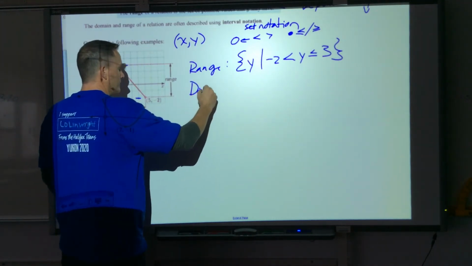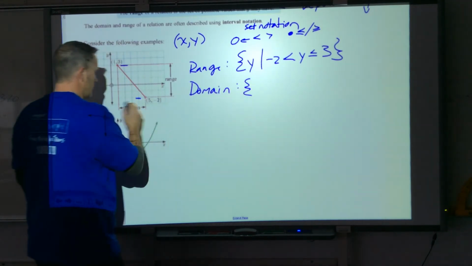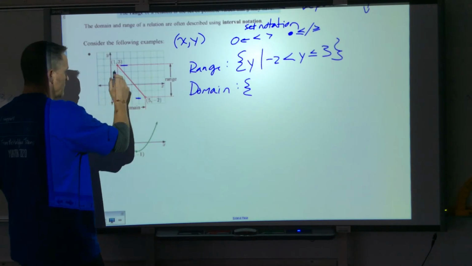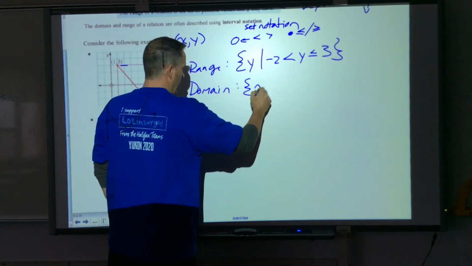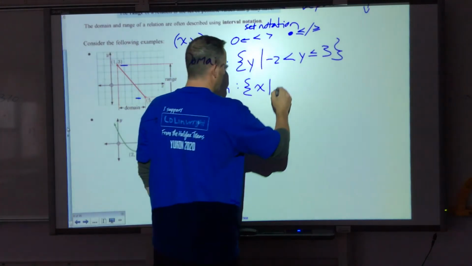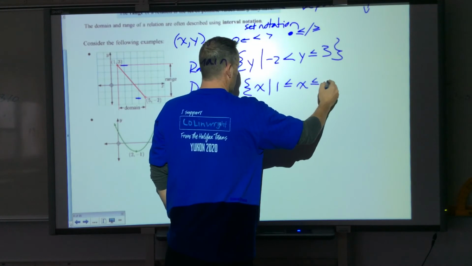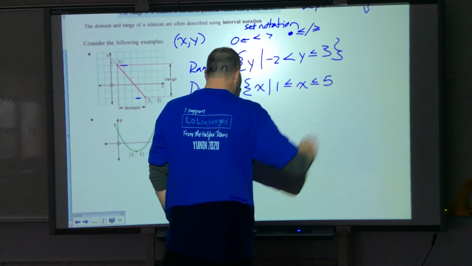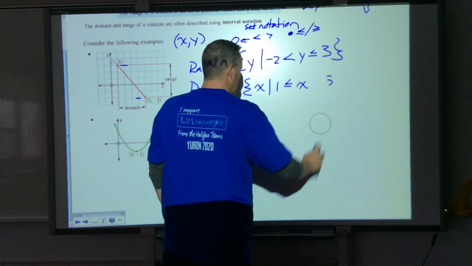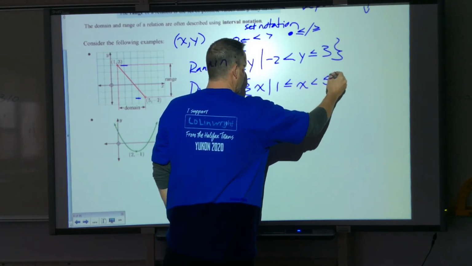So my domain goes horizontal this way. So my domain goes from, well, it's my x values, and they go from 1 to 5. 1 less than or equal to x is less than or equal to 5. Not less than or equal to, it's a hollow one. Less than 5.